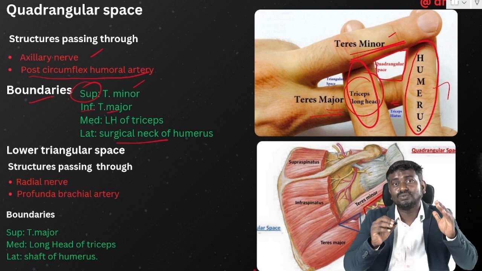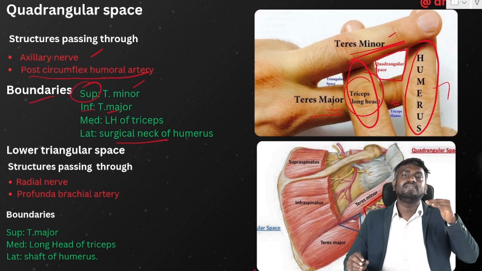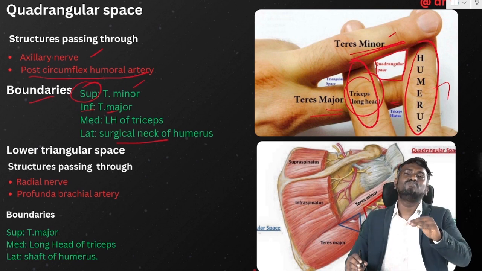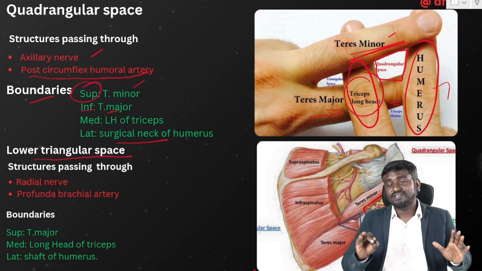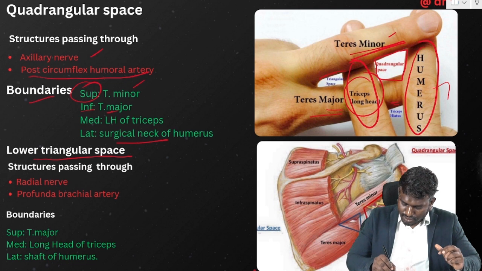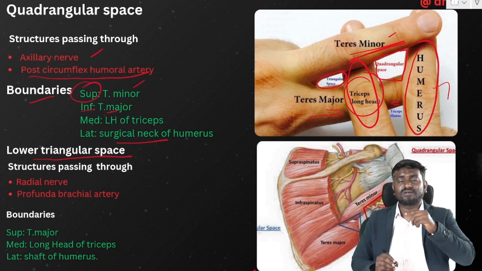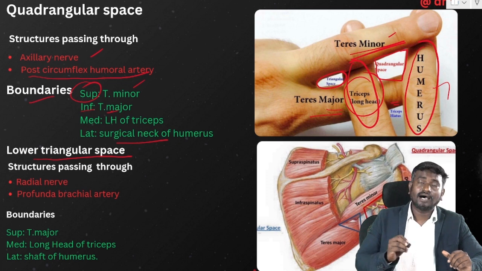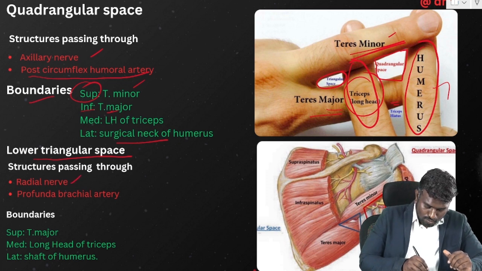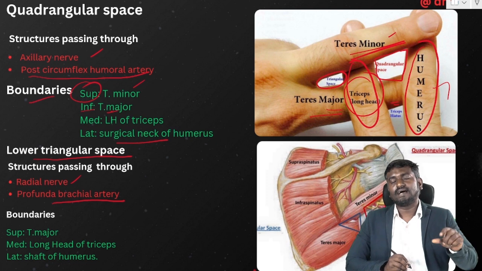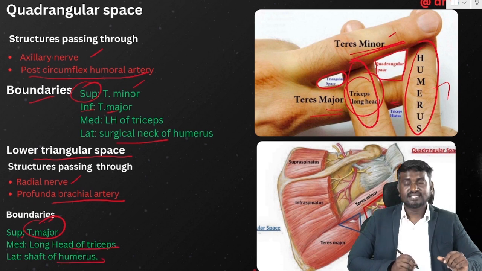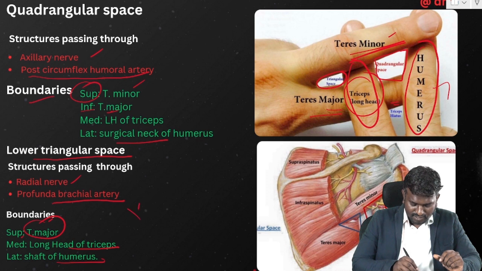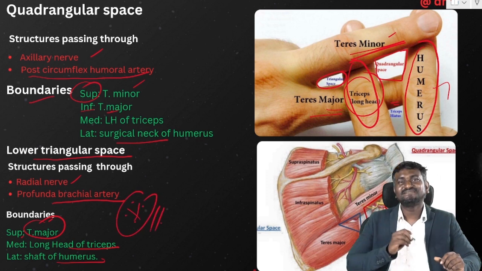What is the content passing through? AP. A is for axillary nerve, P is for posterior circumflex humeral artery. Very good. Now, lower triangular space. This region is called what? Triangular space. We are going to study the lower triangular space. Structures passing through it are going to be RP: R is for radial nerve and also profunda brachii artery. Boundaries are going to be superiorly teres major, medially long head of triceps, and laterally the shaft of the humerus. Please revise this. It can fetch you 1 mark as well.